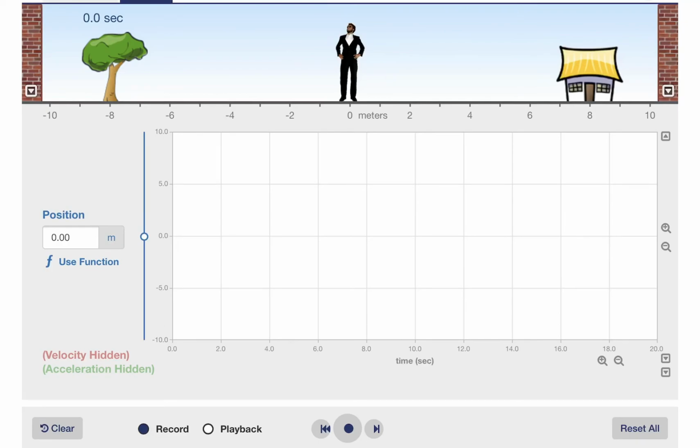So if he is accelerating, which means speeding up, and he is moving away from his target, we'll see what happens. Now, because he is moving fast, he might crash into the wall and you might hear him groan, but let's see what happens when he accelerates.